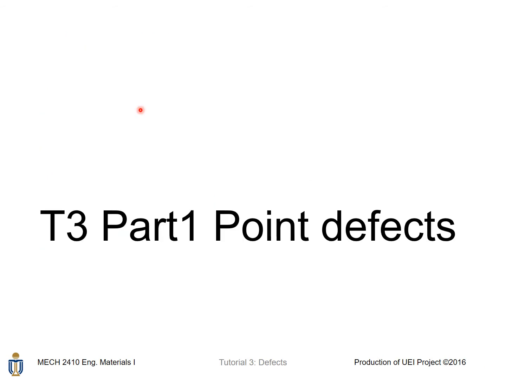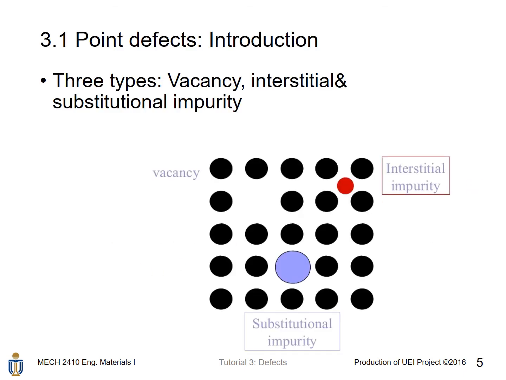Tutorial 3, Part 1, Point defects. There are 3 types of point defects: vacancy, interstitial, and substitutional impurity. You can see here, vacancy is represented by the missing of atoms that should be here. Interstitial impurity represents the addition of other atoms in the spaces between the normal atoms. Substitutional impurities means that other atoms substitute for the original black atoms in this case.